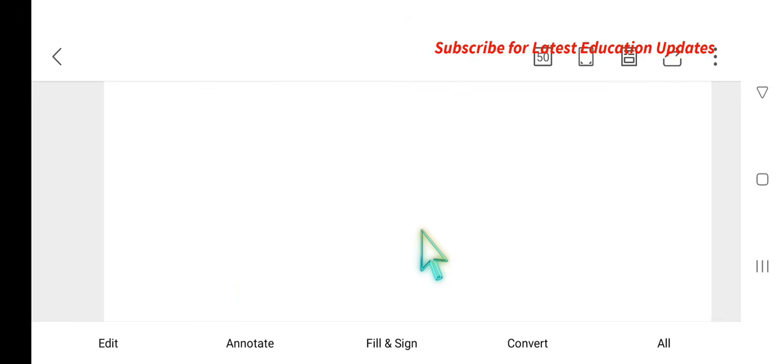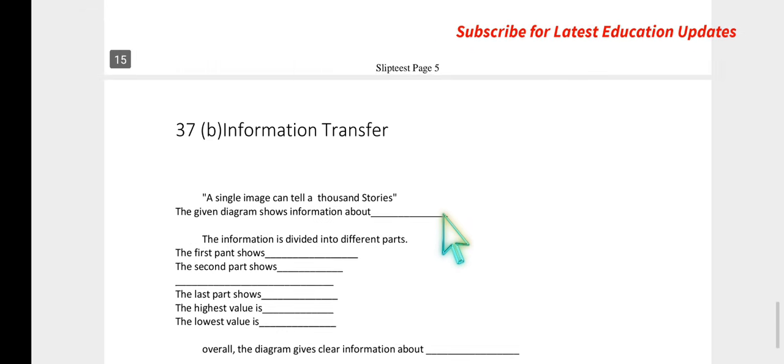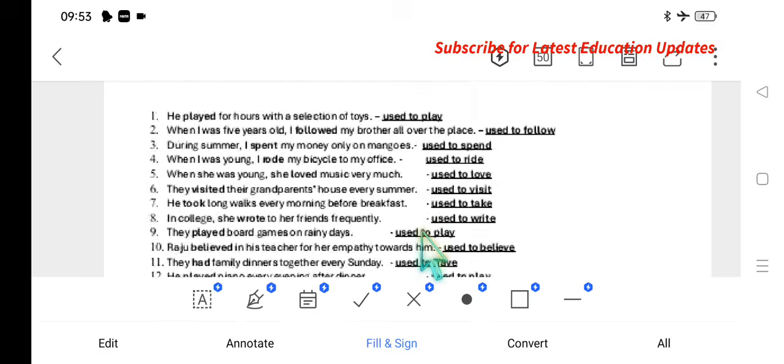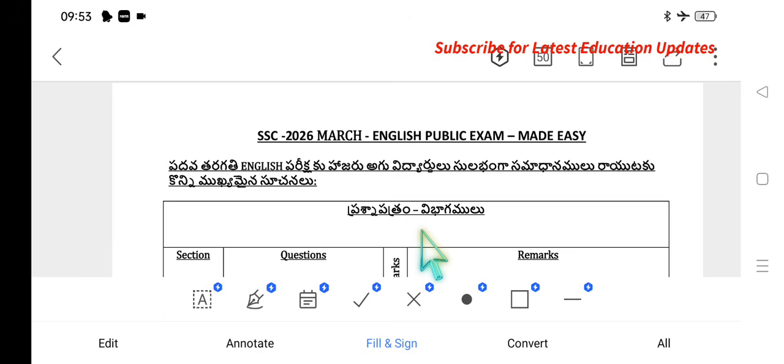Now let us go to the actual guidelines and tips that have been shared by our subject experts with regard to our 100 marks English examination, right?